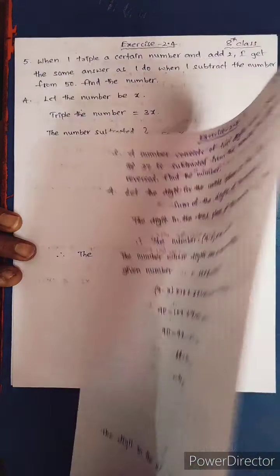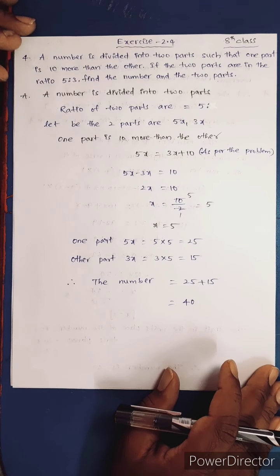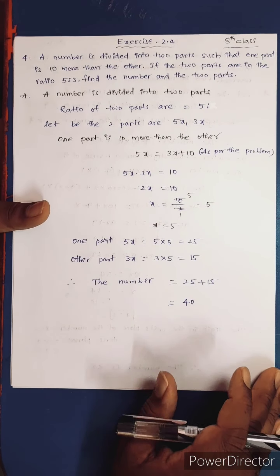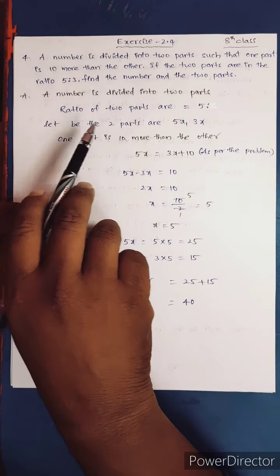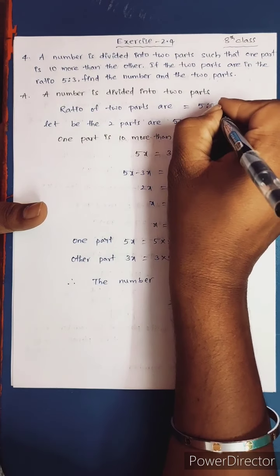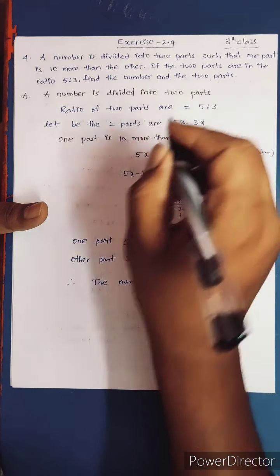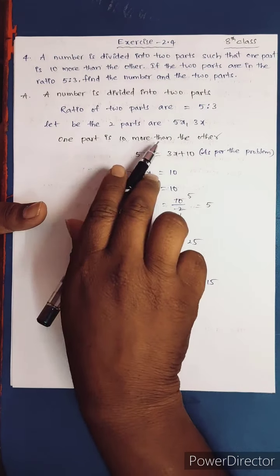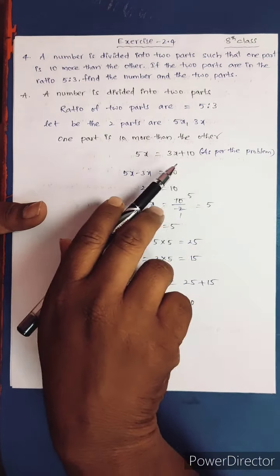Now next, fourth problem. A number is divided into two parts such that one part is 10 more than the other. If the two parts are in the ratio 5:3, find the number and the two parts. Listen. A number is divided into two parts. The ratio of the two parts is 5:3. Let the two parts be 5x and 3x. One part is 10 more than the other.